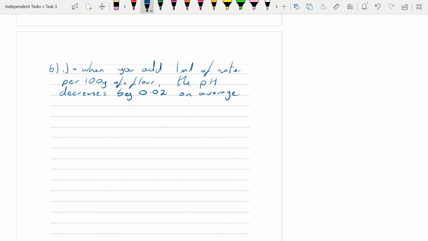That's just the gradient. Now let's look at the y-intercept. Now the y-intercept should be when your x is 0. So in this case, when the hydration is 0, milliliters of water per 100 grams of flour.